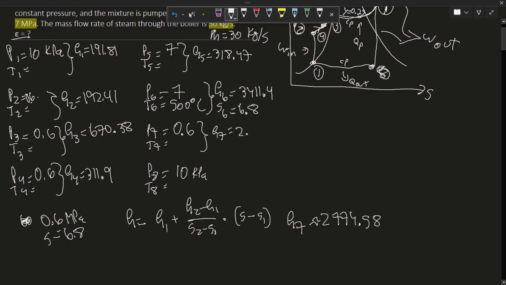H7 equals 2774.58. You're going to do the exact same thing for 0.8. However, you're going to see that 0.8 is within the curved lines. That means there's a quality to it. It's not superheated. Even if you do check the superheated tables, you're going to realize that it's not superheated. The value is not there.